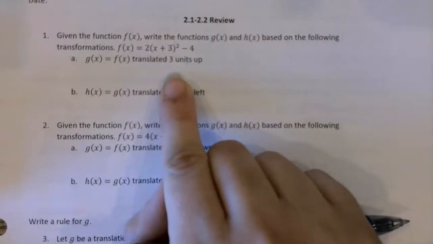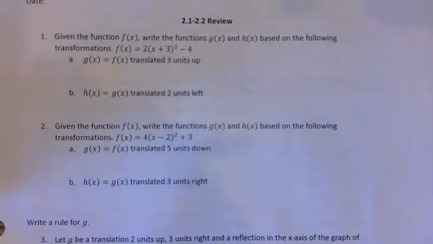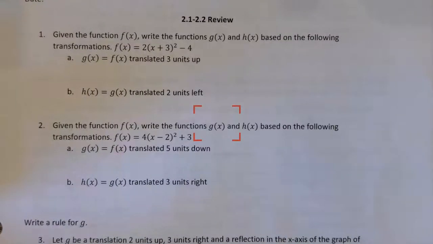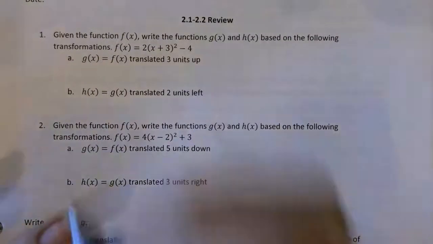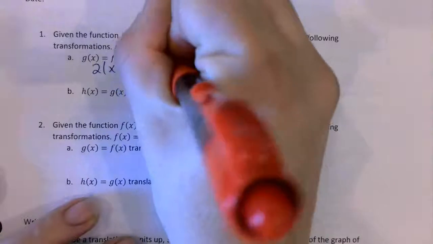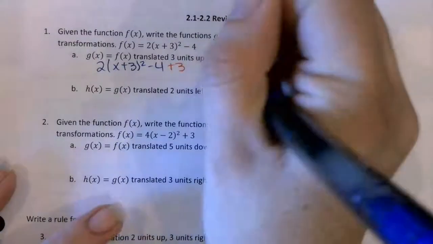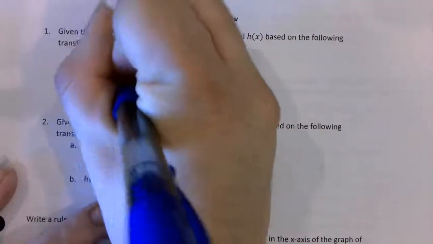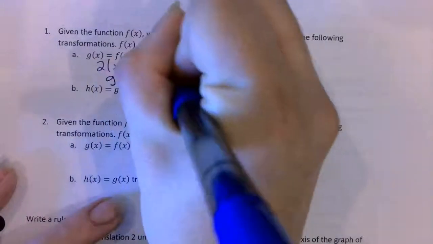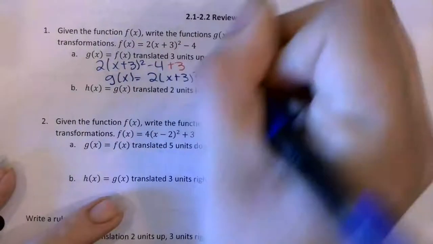So number one, it's taking this f of x function, and I'm going to translate it 3 units up. What I want to do is rewrite my original equation, 2(x plus 3) squared minus 4. Then I'm adding 3 units at the end because it's going up, and translations up and down get added to the end. So g of x equals 2(x plus 3) squared. That part didn't change. Negative 4 plus 3 turns into negative 1.